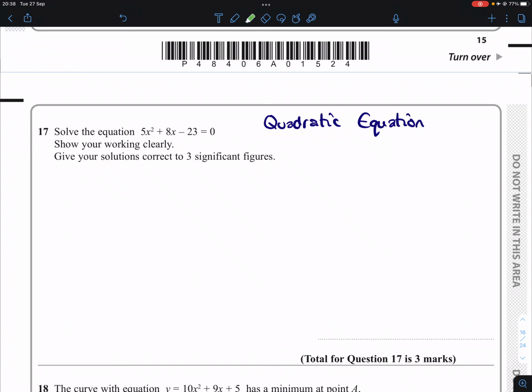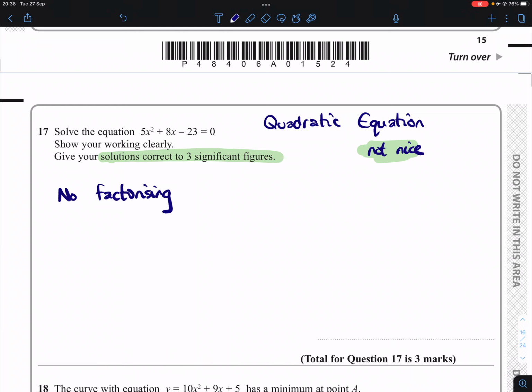So if you've got a quadratic equation and you are being asked to round your answers, that implies that your answers are not going to be nice numbers, which means that this cannot be factorized. So there's going to be no factorizing going on in this question as soon as you see rounding involved.